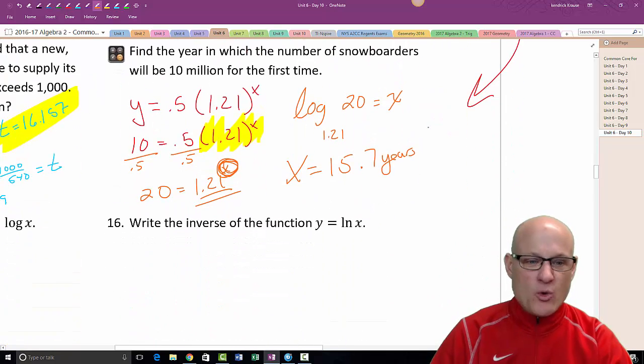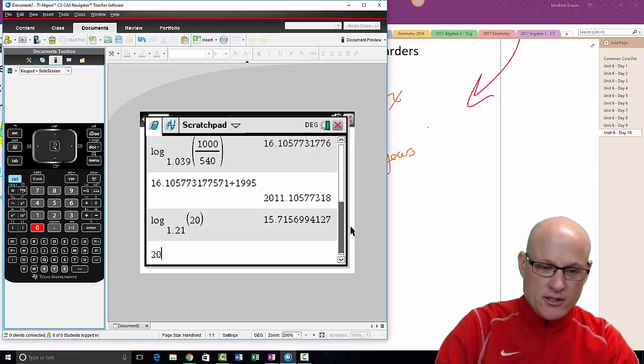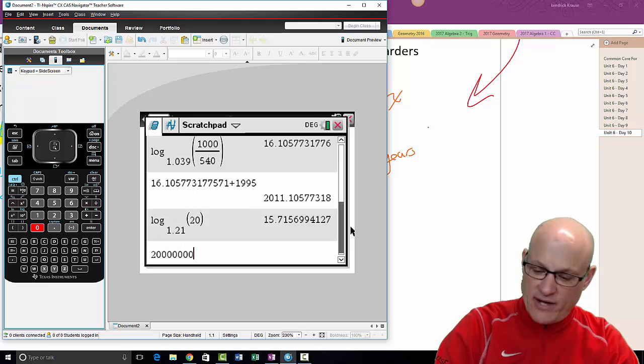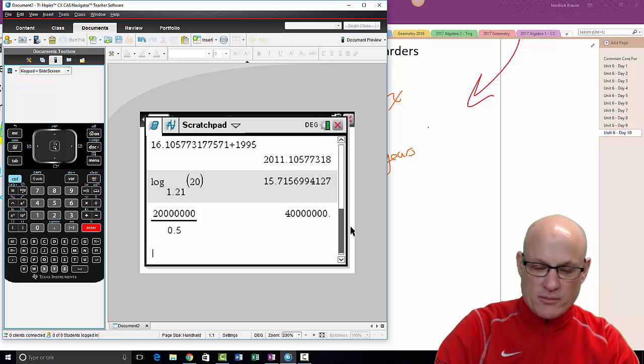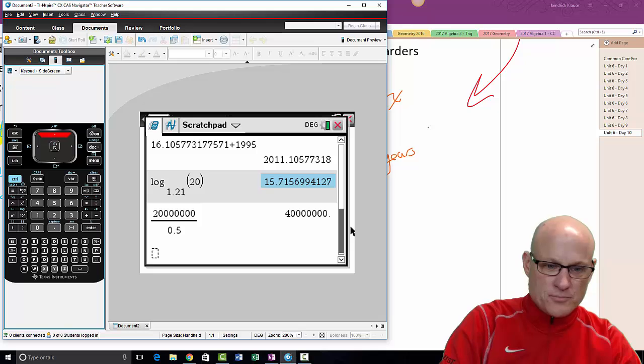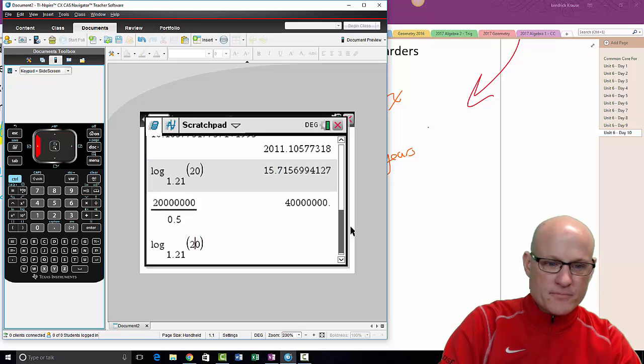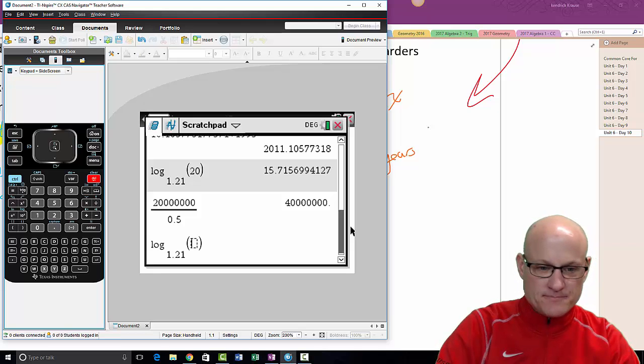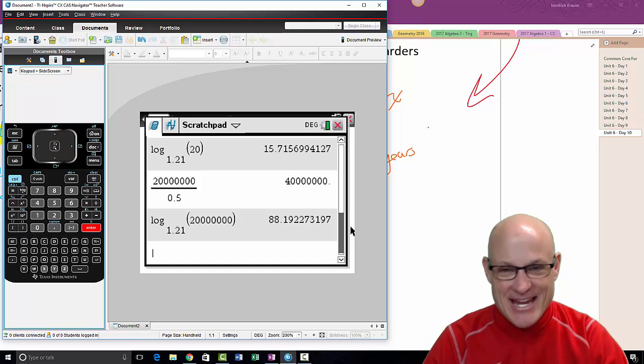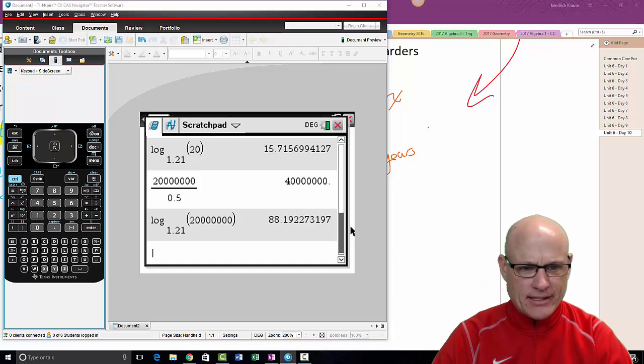Oh, what would happen if I put 20 in, or 20 million? So I have to take 20 million divided by 0.5, and so now what I'd be doing is the logarithm of 4 million. Oops, I got an extra 0 in there. So I really am going to be doing the log 1.21 of... Oh, excuse me. I should have taken half of 10 million, which would give me 20 million. 20 million. Let's see how long it would take to get to 20 million. Oh, it would take 88 years. Ain't happening, kids. Ain't happening.